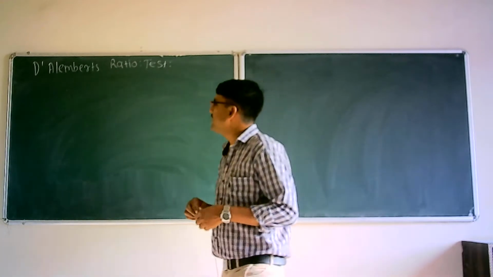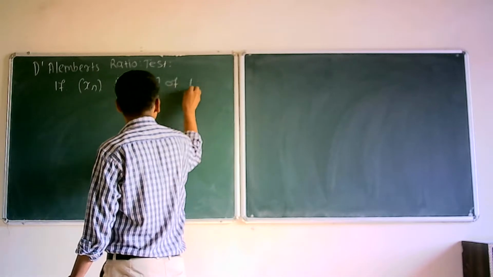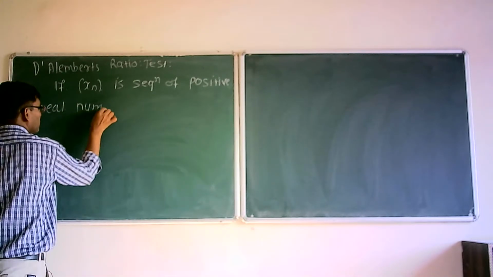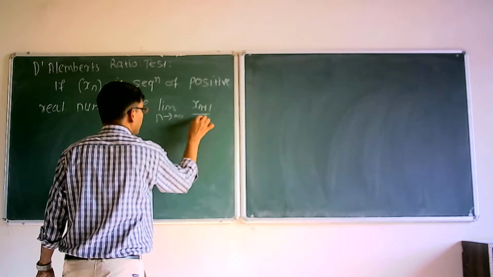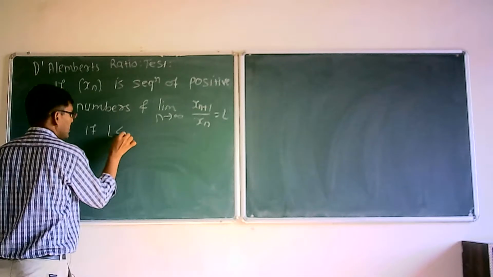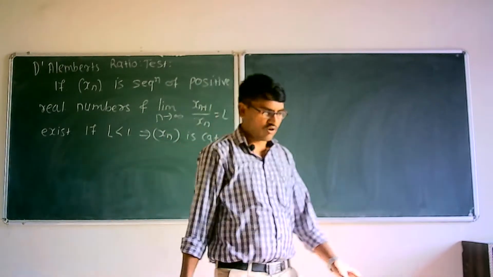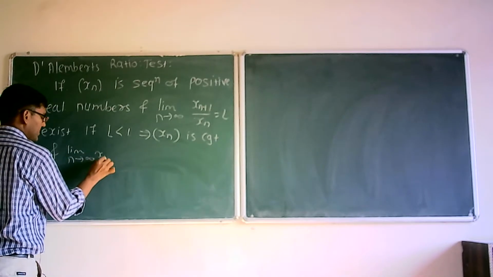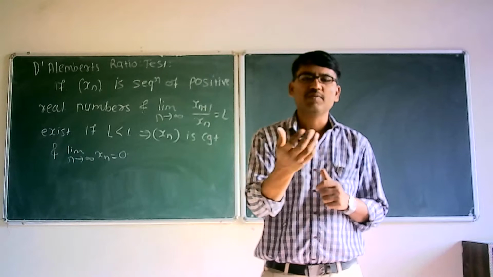Okay, so what this test says: if xn is a sequence of positive real numbers, and if the limit as n tends to infinity of xn plus 1 divided by xn is equal to L, if this limit exists, and if L is less than 1, then the sequence xn is convergent, and the limit as n tends to infinity of xn is equal to what? 0.